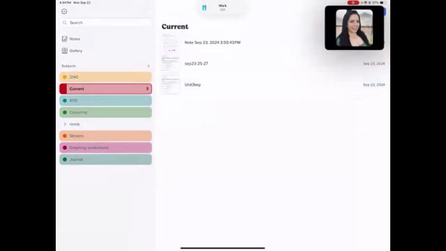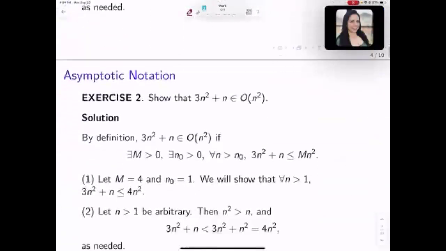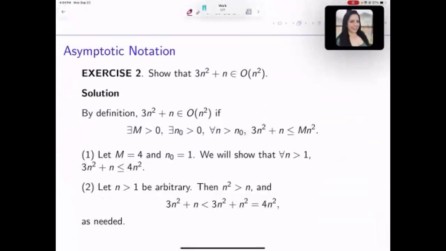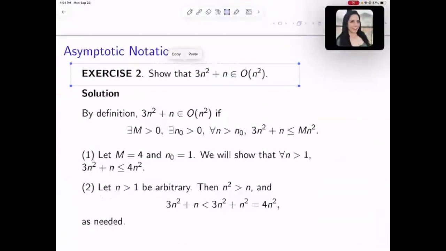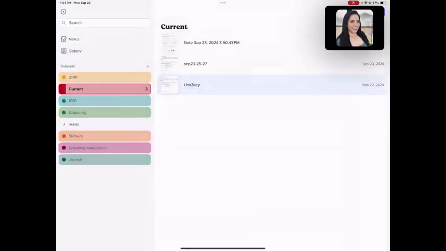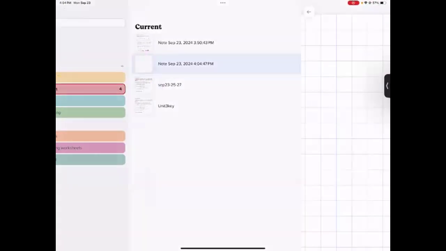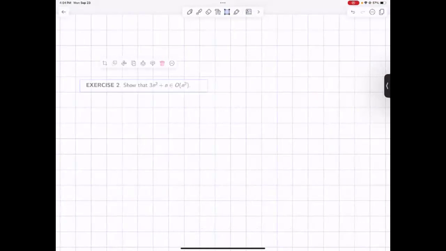We're continuing where we left off with our problems by looking at our second example, where we are going to try to show that 3n squared plus n is going to be in the set of big O of n squared. So let's pick this up, move it over here and take a look at this.